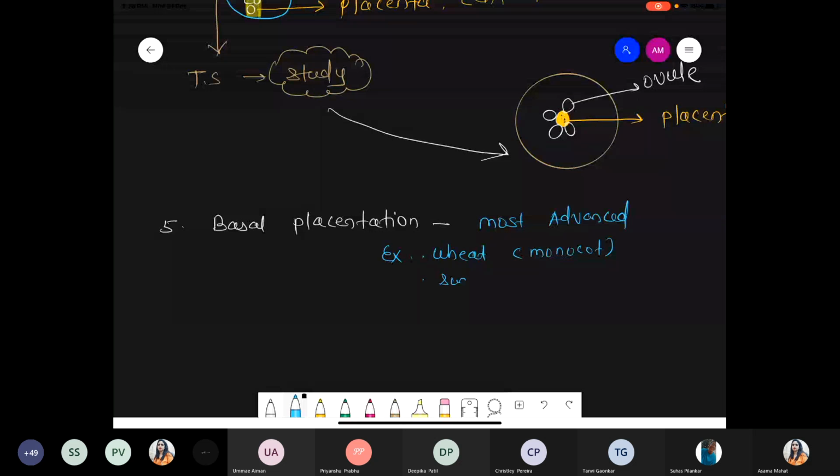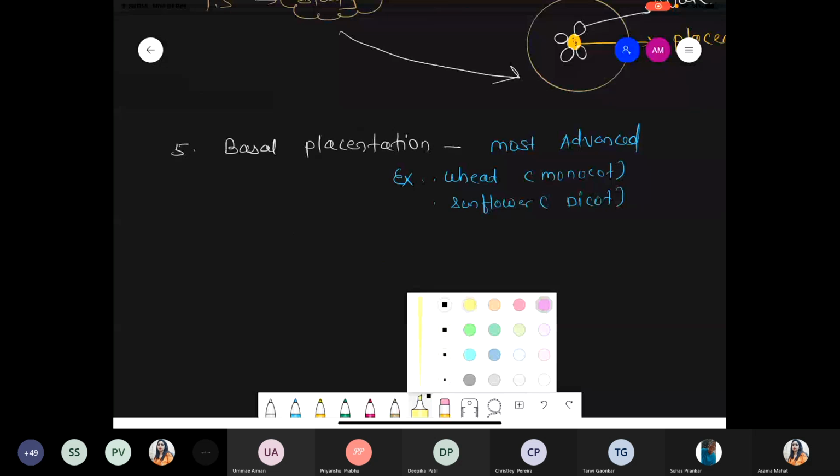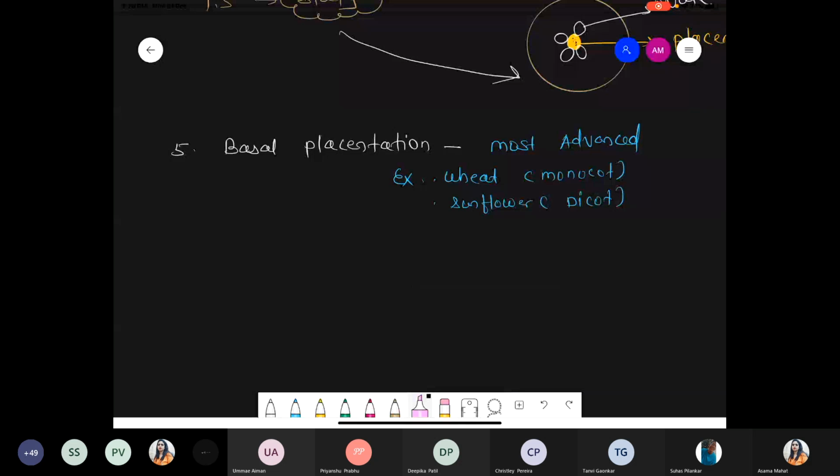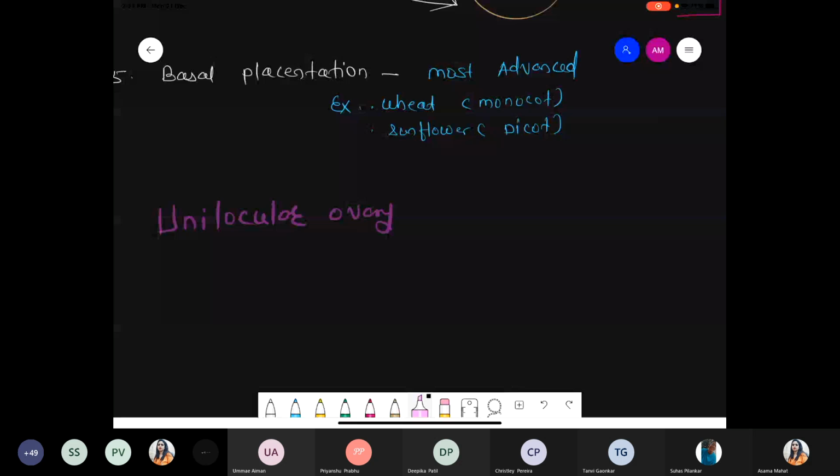Okay. So most common in angiosperms is axial placentation. The most advanced placentation is basal placentation, right? So quickly, what is the type of the ovary? We are talking about wheat and sunflower, which are the most advanced. Whenever we talk about the most advanced, they show reduction. On that basis, simply a single chamber is present, so basically a unilocular ovary. So quickly we take the diagrammatic representation. How exactly does it look?